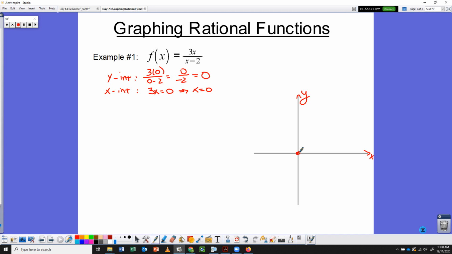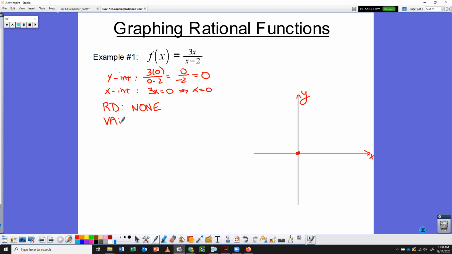Okay, third step. Are there any removable discontinuities? That's the next thing we want to look for. Well, the top part of this fraction and the bottom part of this fraction don't have anything that reduce, so this problem is not going to have any removable discontinuities, so there are no holes in this graph for us to worry about. Vertical asymptotes.